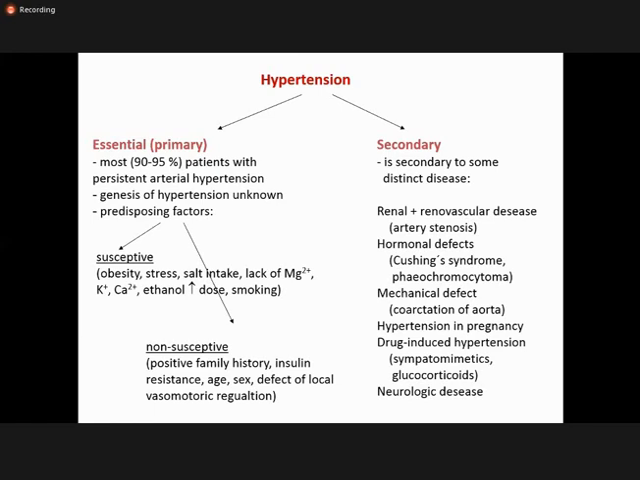Secondary hypertension is secondary to some distinct disease like renal disease or renovascular disease, for example, arterial stenosis; hormonal defects like Cushing syndrome and pheochromocytoma; mechanical defects, for example, coarctation of aorta; hypertension in pregnancy; and drug-induced hypertension like sympathogenic drugs and glucocorticoids, right?